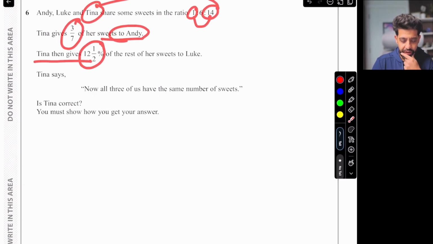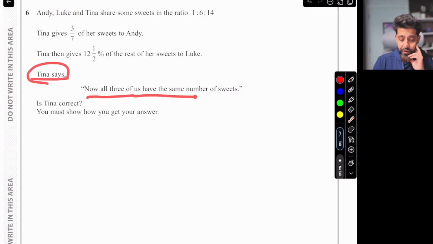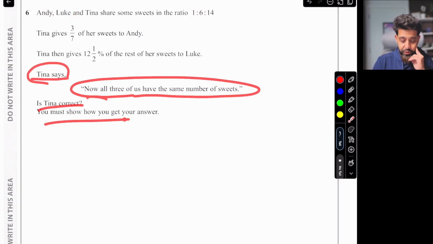Tina then gives 12.5% of the rest of her sweets, so what she has left after she gives it to Andy, to Luke. So Luke is in the middle here, he gets some more. Tina says, now all 3 of us have the same number of sweets. Is she correct? You must show how you get your answer.